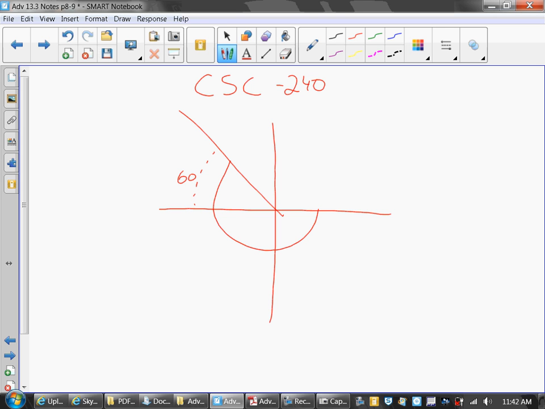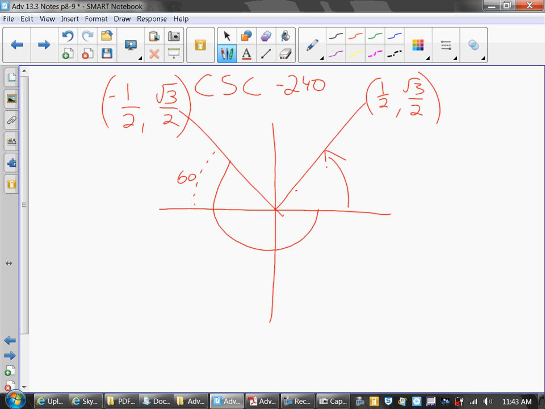When I go to the first quadrant, 60 degrees has the ordered pair. Well, it's the third angle, 3, 2, 1, so it's 1/2. And it's 1, 2, 3, root 3 over 2. In the second quadrant again, the x value is negative, the y value is positive.